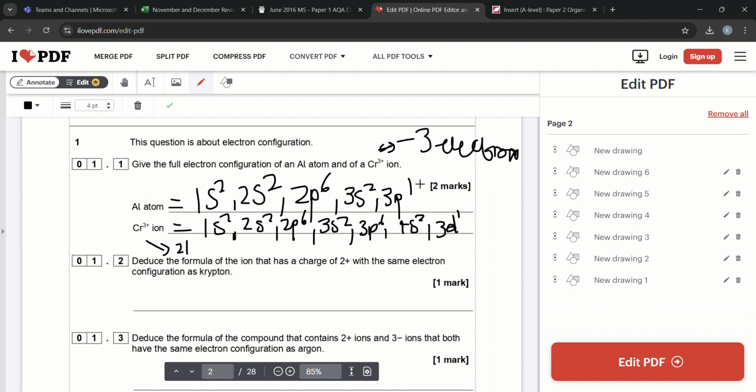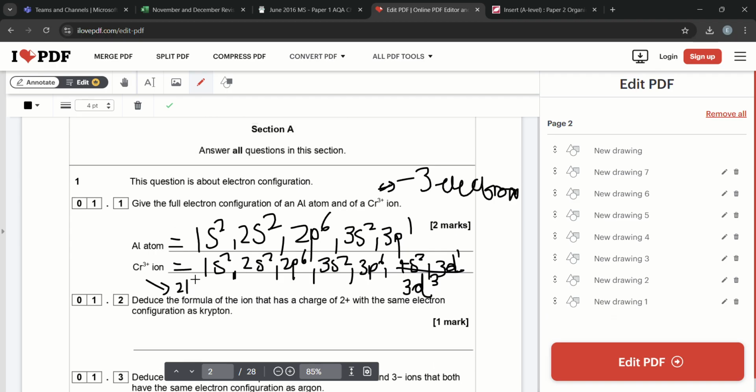However, remember for chromium and another element, there's a special rule. We're not going to leave it as this. It's actually going to be 3d3. So it's going to be 1s2, 2s2, 2p6, 3s2, 3p6, 3d3.